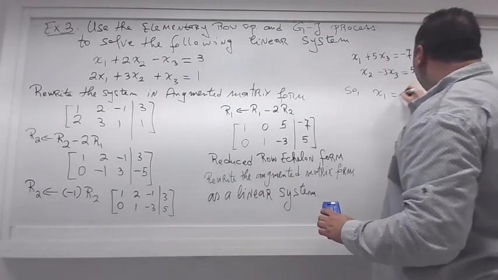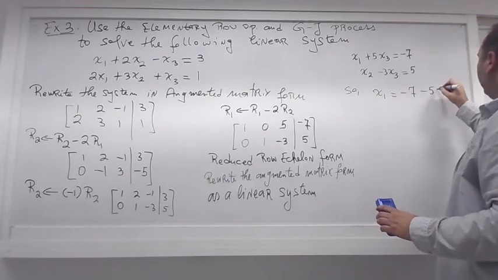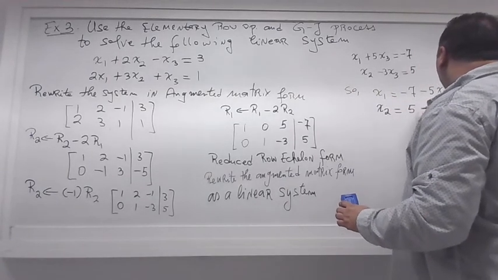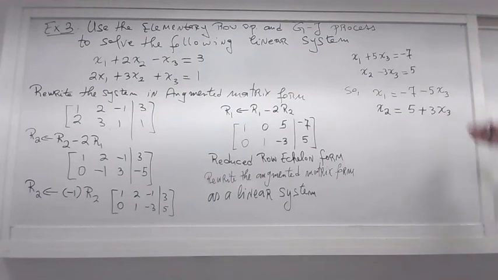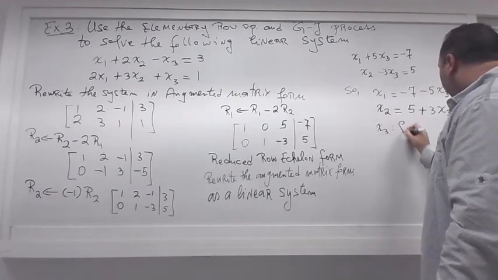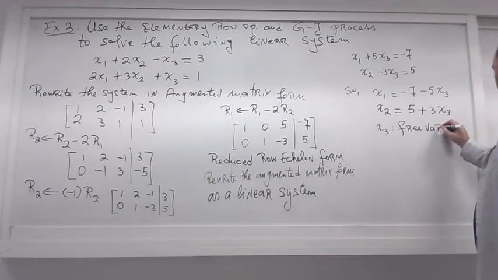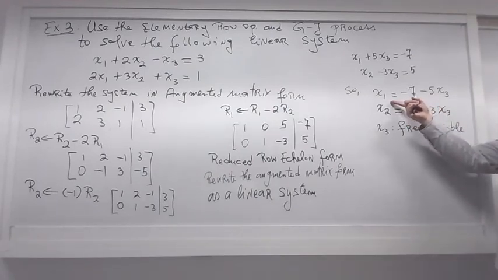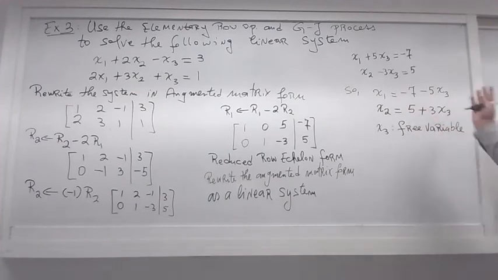So I will rewrite this. So x1 is equal to minus 7 minus 5x3. Gorgeous. And x2 is equal to 5 plus 3x3. These are the expressions for x1 and x2. Beautiful. And x3 is free variable. Which means x3 can take any real value. But x2, well, it needs to follow this formula. And x1 needs to follow this formula. So x3 is totally free, x2 needs to be computed like this, and x1 must be computed like this.